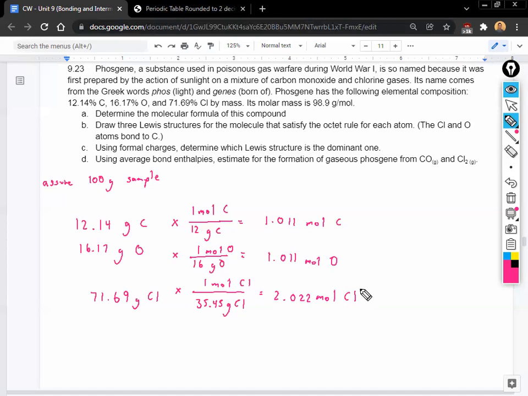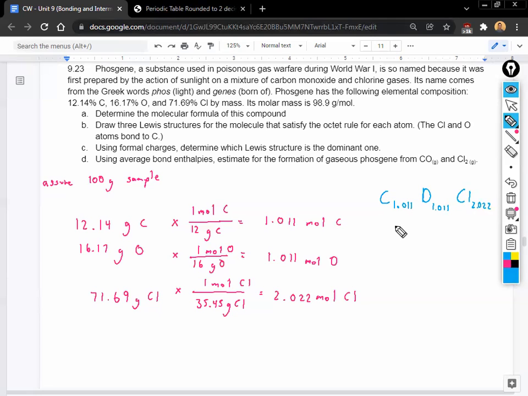All right, any questions? Okay, so what we're gonna do now is turn this into a molecular formula. We can just assume carbon is 1.011, oxygen is 1.011, and then there's 2.022 moles of chlorine in there.